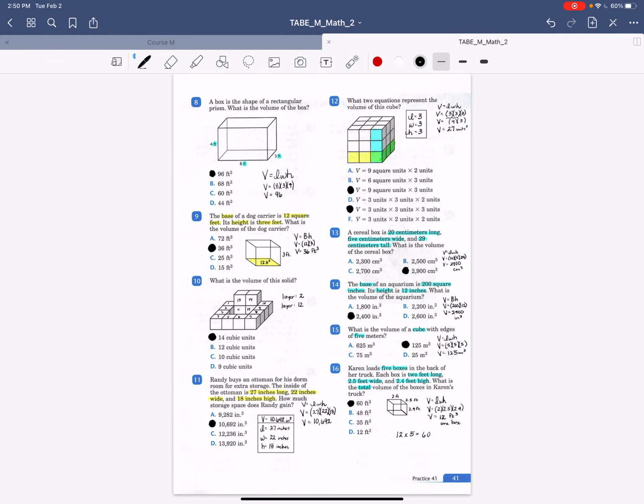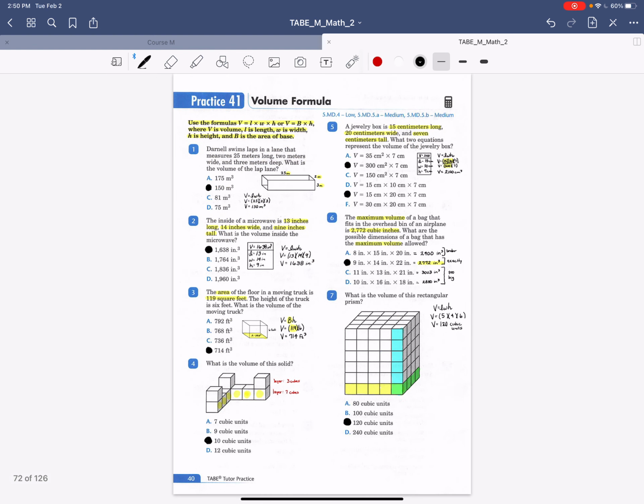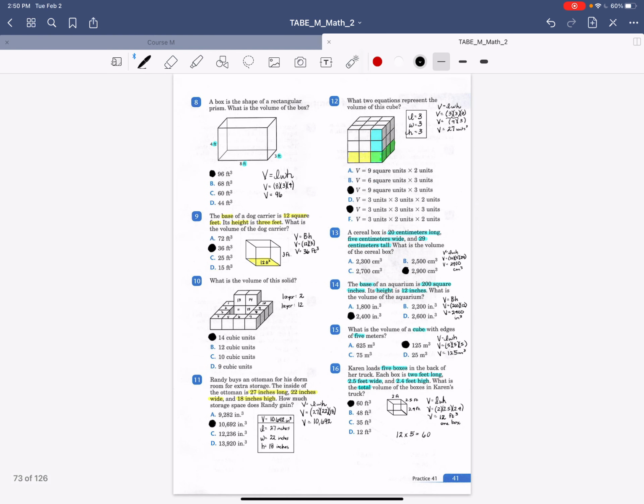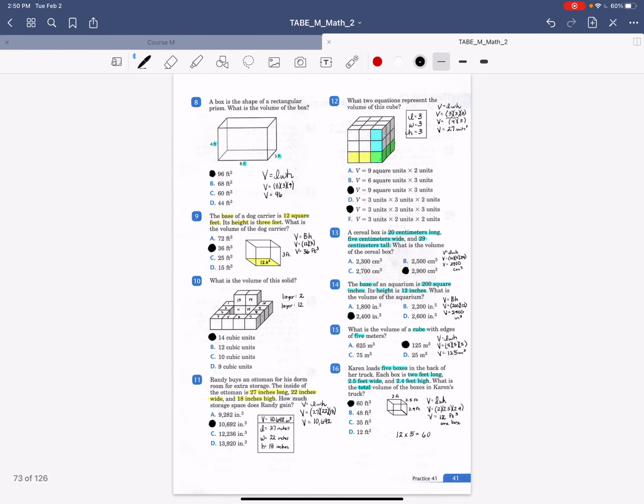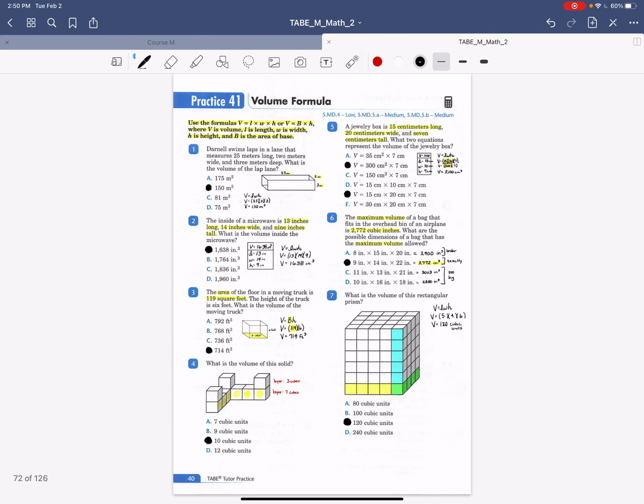Okay, we are to the end of this basic volume formula. Practice 42, we will look at some of those weird volume formulas of composed figures. So we will take a look at that one in the next video. But this is practice 41.